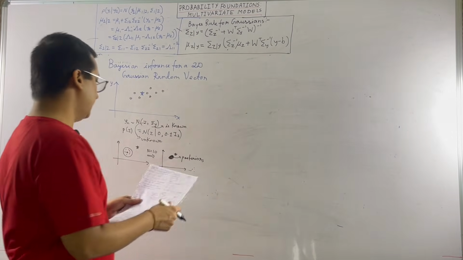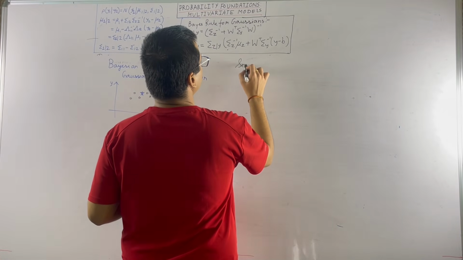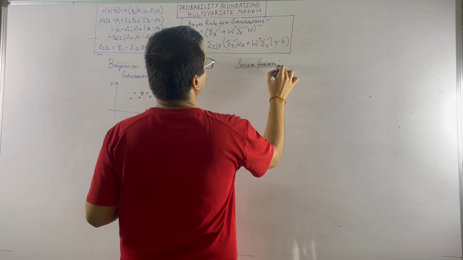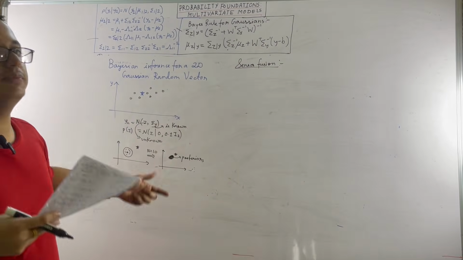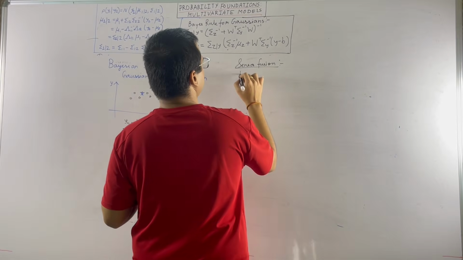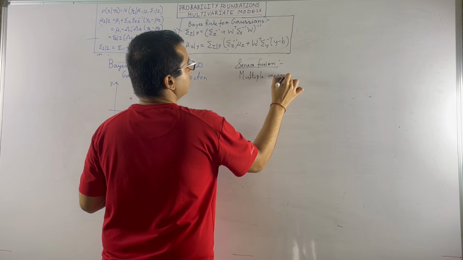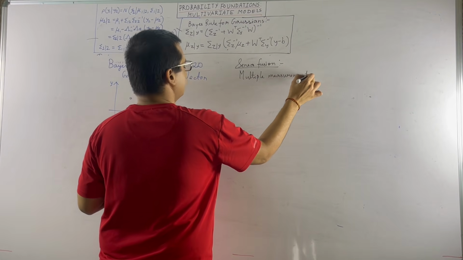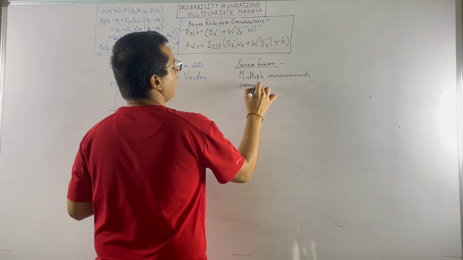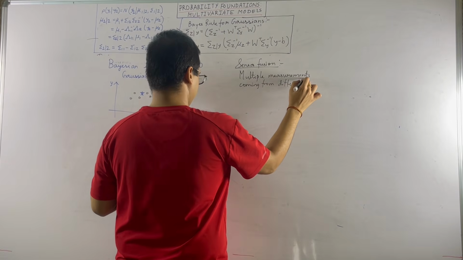A generalized case of this is sensor fusion. In sensor fusion, you have not one sensor but multiple sensors, and each sensor is doing the same thing: collecting the radar signal. So in this case you have multiple measurements coming from different source sensors.